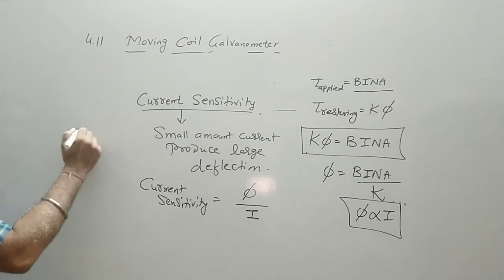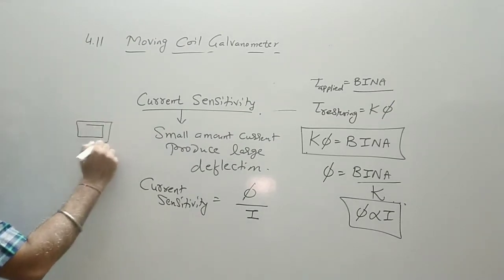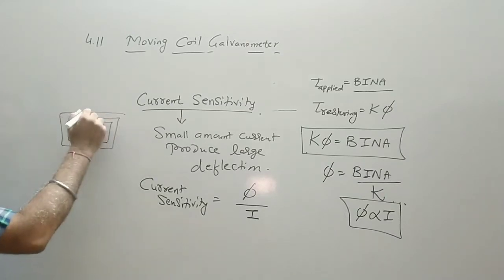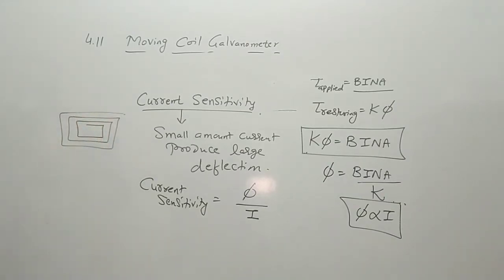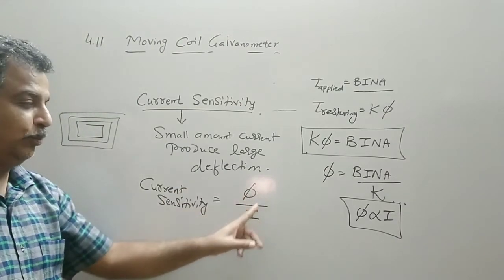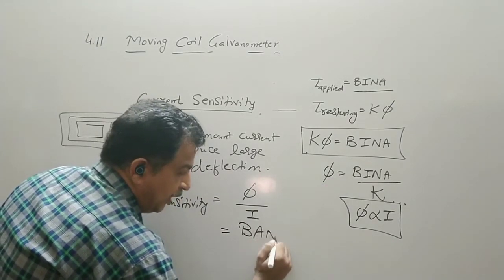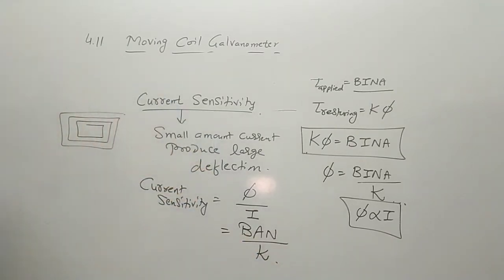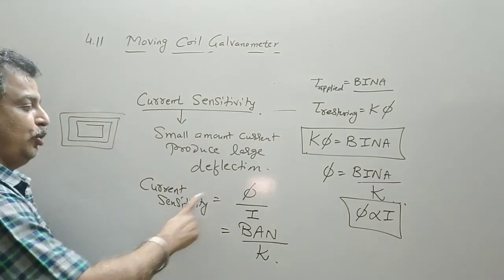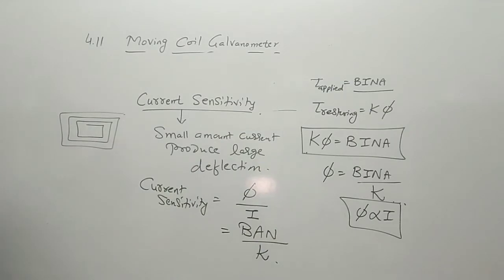Moreover, we have seen that a small rectangular loop is held. These are very thin wires having N turns. So passing a large amount of current through the galvanometer will completely damage it. So we use a galvanometer to measure microamperes and milliamperes. Now the current sensitivity formula becomes phi upon I. So from this, phi upon I can be written as BAN upon K. So this is the formula. What is the current sensitivity? Current sensitivity is the ratio of the deflecting angle to the current. The smaller the current, the more the deflection.